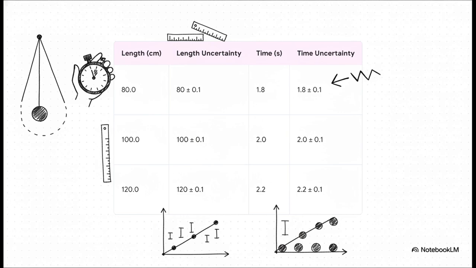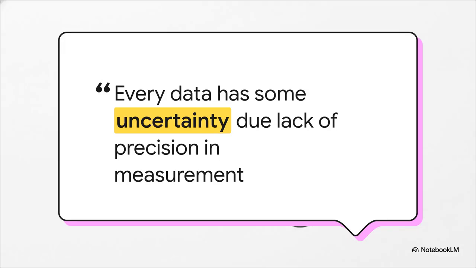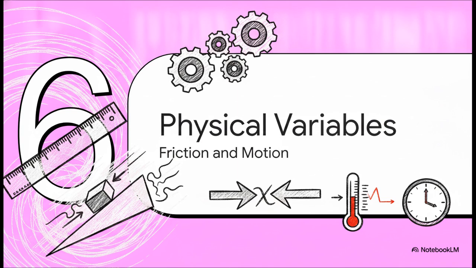When we graph data like this, we don't just plot a single tiny dot. We draw error bars, little lines showing this exact plus or minus range. It visually proves that our measurement is actually a range of probability, not a perfect mathematically exact point. And that brings us to a central truth of our physical world. Every piece of data has some uncertainty or error due to a lack of precision in measurement or some other factors inherent in the process. Despite our absolute best efforts, despite our clever geometry tricks and meticulous lab setups, nothing in the physical world is ever 100% exact.